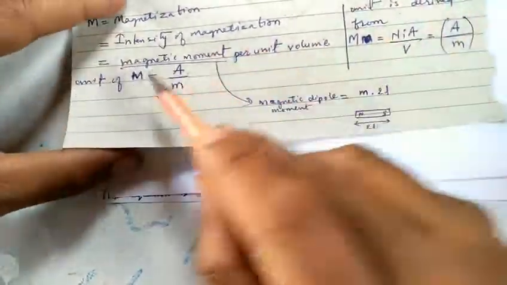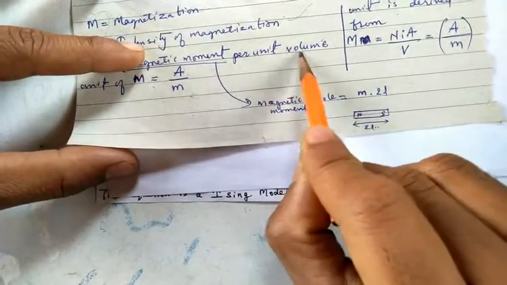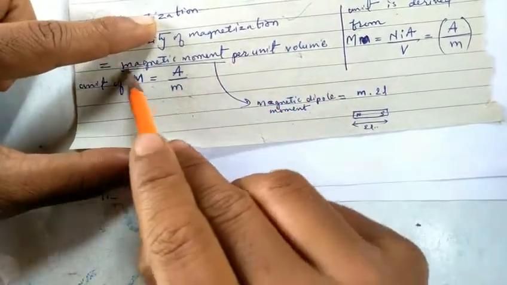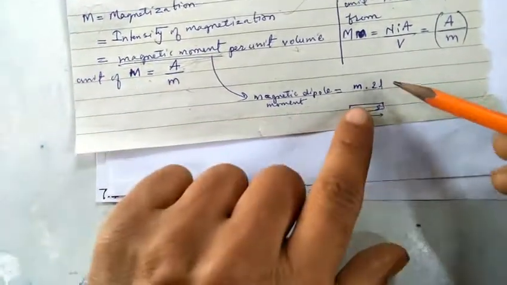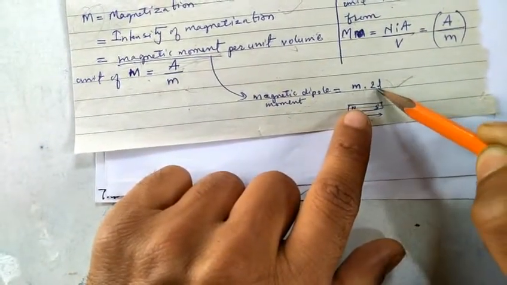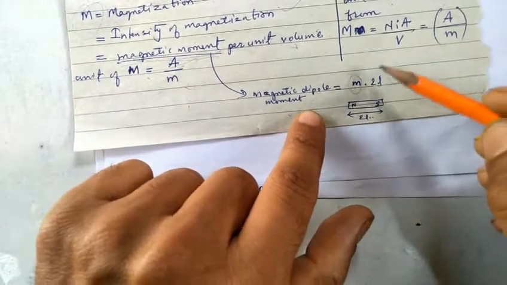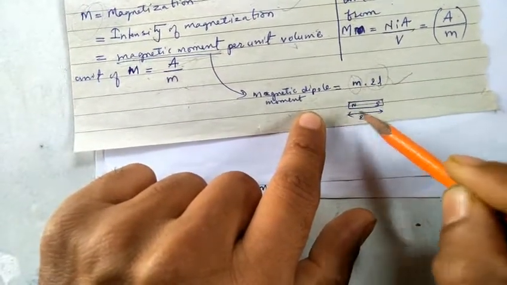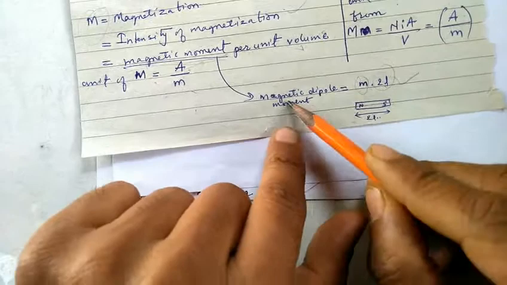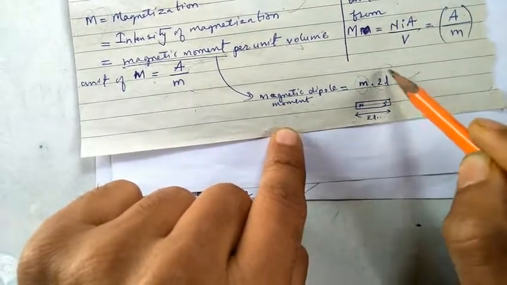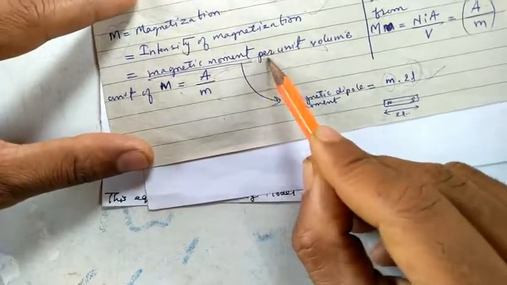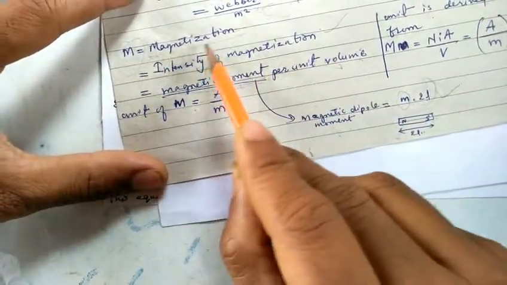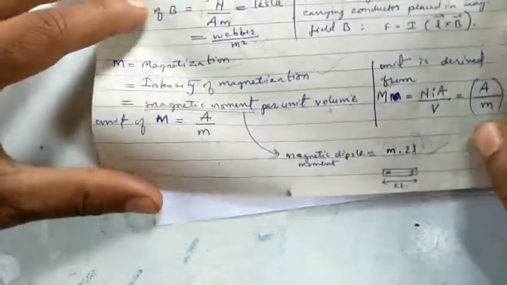Here the magnetic moments per unit volume is called magnetization. Then what is magnetic moment? The magnetic moment is given by this expression m into 2l. Here m is the pole strength and 2l is the distance between two poles. So the magnetic dipole moment is given by this formula, and the number of magnetic dipole moments per unit volume is called the magnetization M.